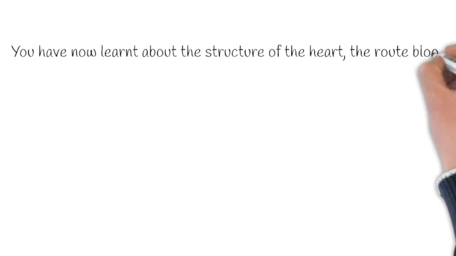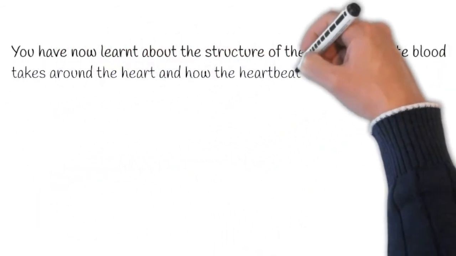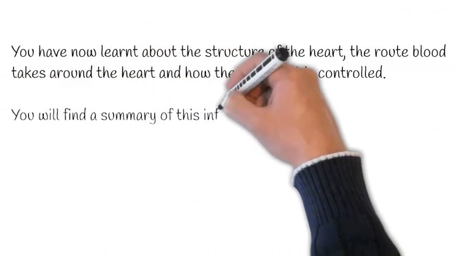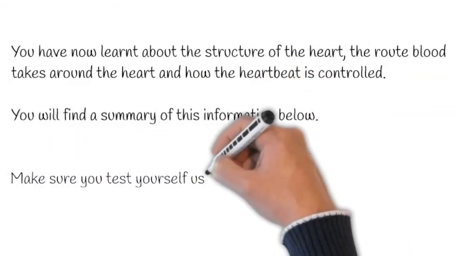You have now learnt about the structure of the heart, the route the blood takes around the heart, and how the heartbeat is controlled. You will find a summary of this information below.